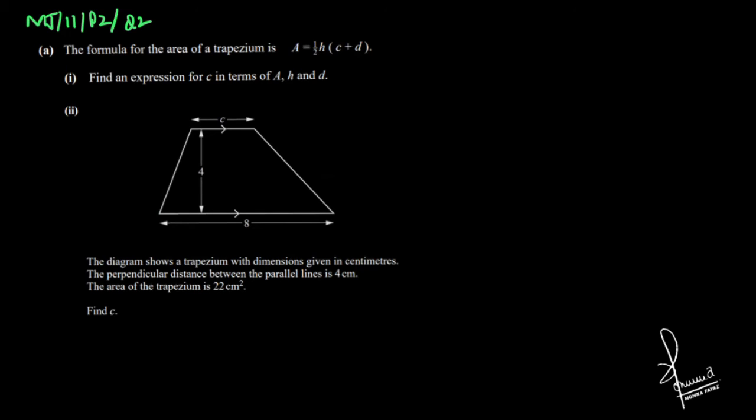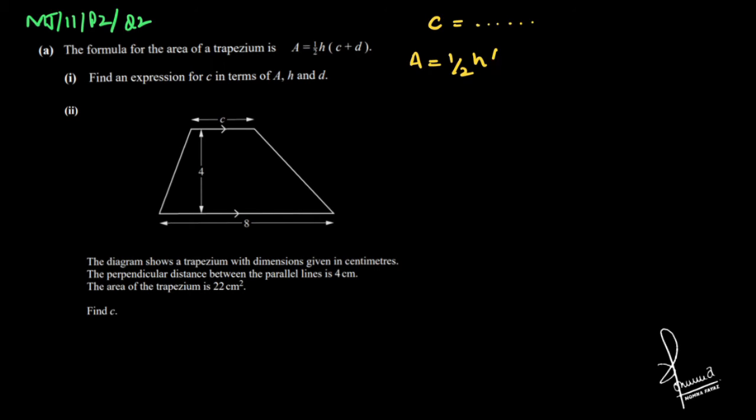Another question that I want to discuss is from May-June 2011. It's a paper 2 question and it's the second question of the paper. Part A you have: the formula for the area of a trapezium is half into h into c plus d, which you already know. Find an expression for c in terms of a, h and d. So you want to find an expression for c, which means c will be on one side and the rest you have to rearrange so that c is on one side and all the other things will be on the other side. So I will start with what is given.